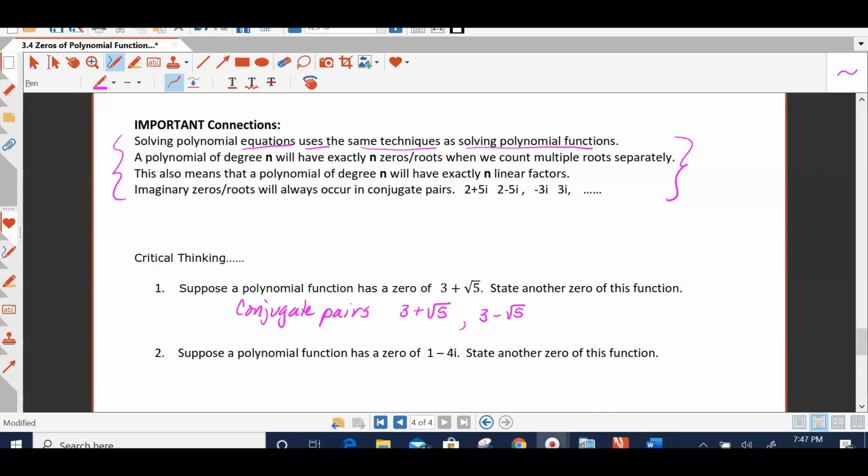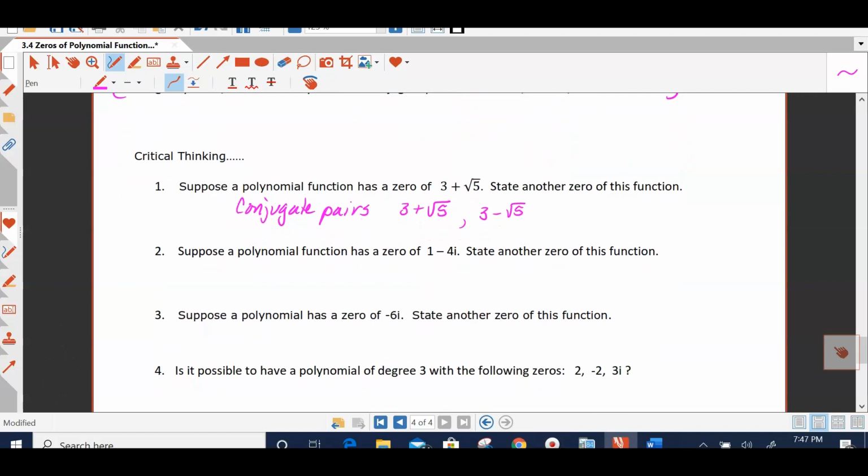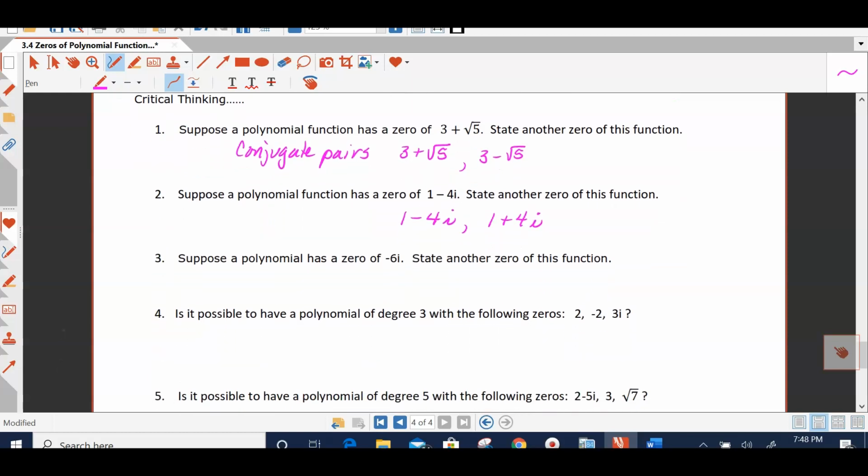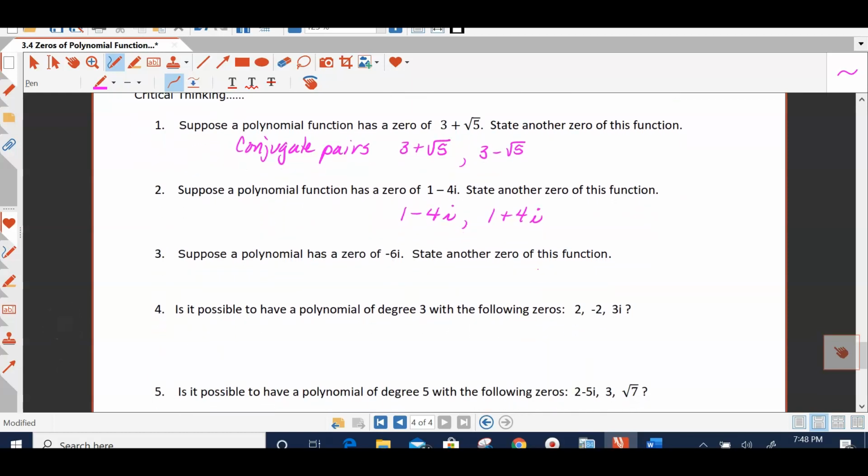So let's consider the next one. Suppose the polynomial function has a 0 of 1 minus 4i. Could you state another 0 of that function? Of course you could. We just saw that they occur in conjugate pairs, so a 0 of 1 minus 4i must have a pair of 1 plus 4i. Suppose we have a polynomial that has a 0 of negative 6i. What's going to be another 0 to that polynomial? Positive 6i, because of the conjugate pairs.